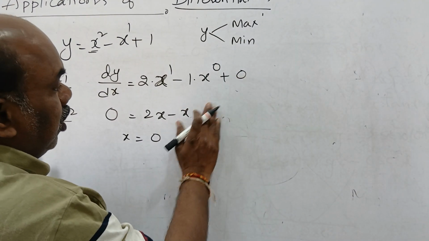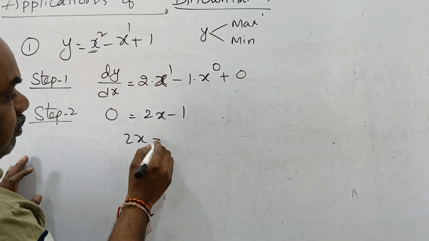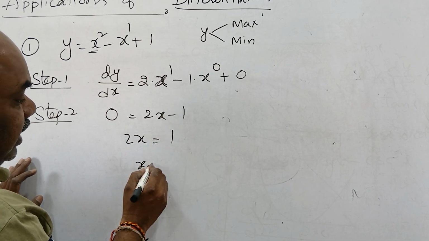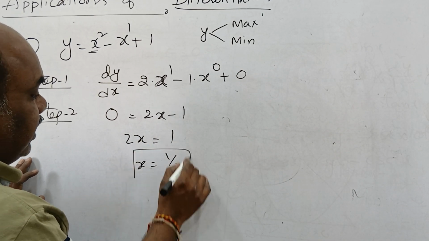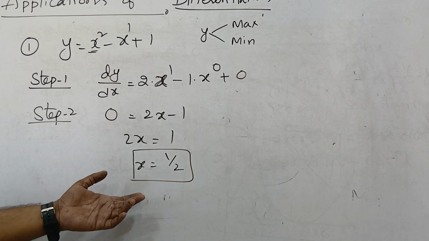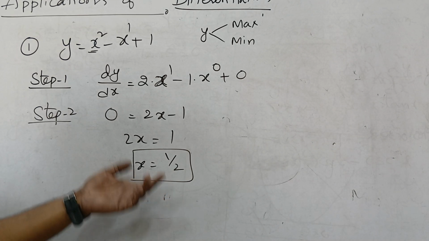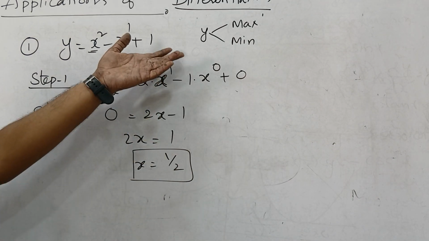Here x power 0 is 1, so 2x is equal to x minus 1. Bring this side, plus 1, x equal to 1 by 2. You got x equal to 1 by 2. What does it mean? At x equal to 1 by 2 we got only one value. If you put x at 1 by 2, the slope is 0.